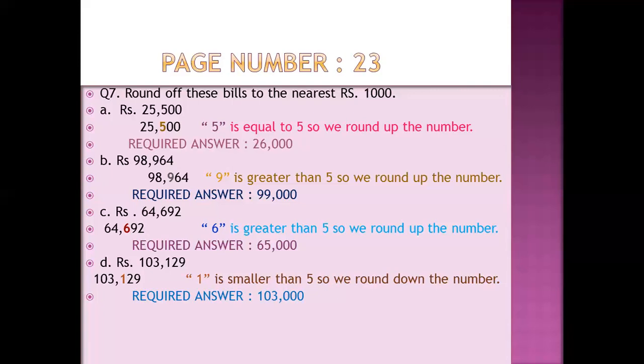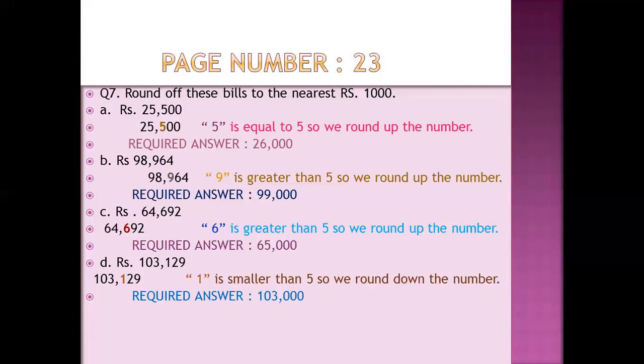On part C, 64,692, again 6 lies on the 100 place and 6 is greater than 5. So definitely we round up the number and our required answer will become 65,000.